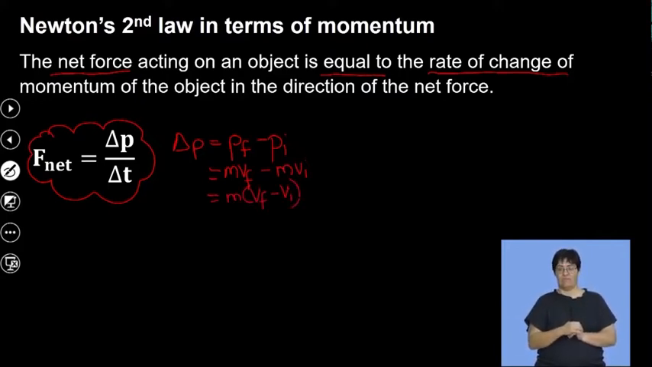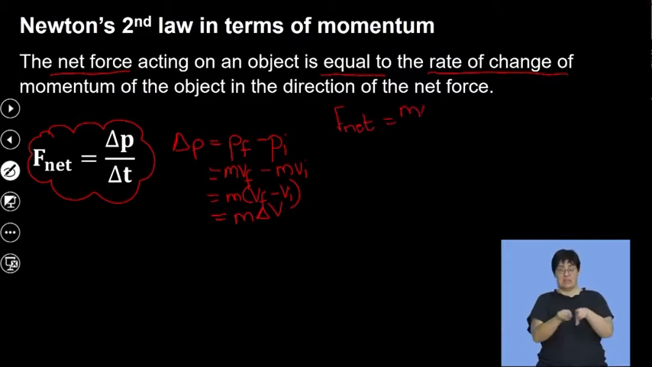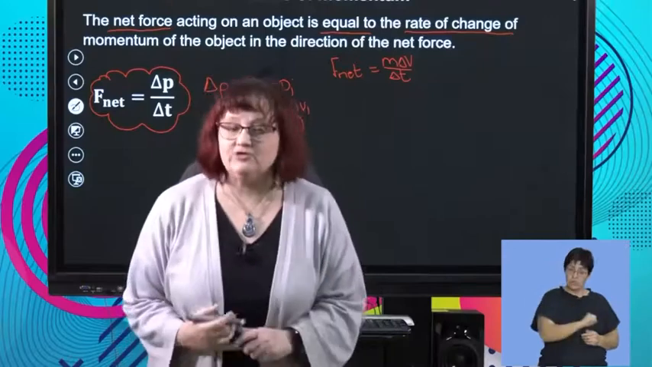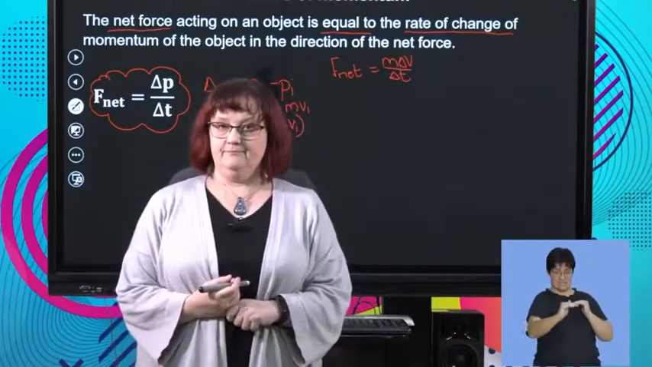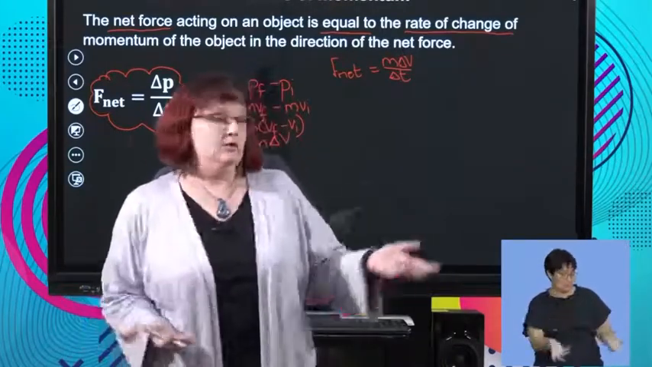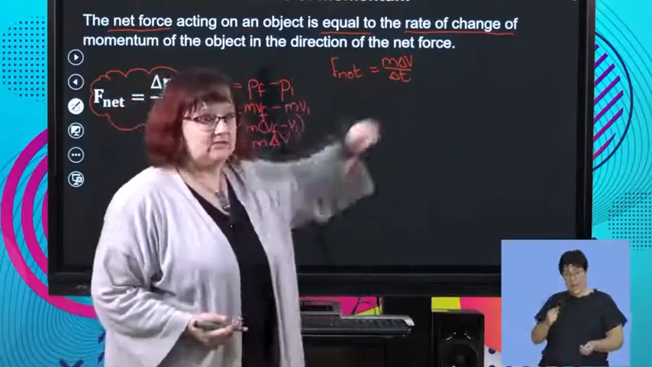I just want you to see that we can write this another way. So we get m delta V. So sometimes you're going to see the equation written as F net equals m delta V over delta T. Now, of course, with it being written that way around, what are we assuming? We are assuming mass remains constant. Okay? That's the assumption we're making. If we look at this, we're saying mass is a constant.